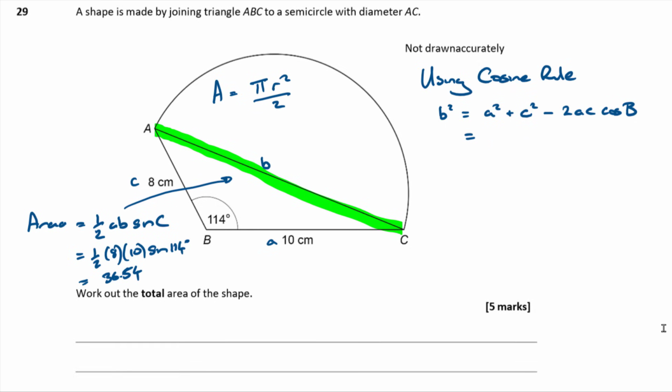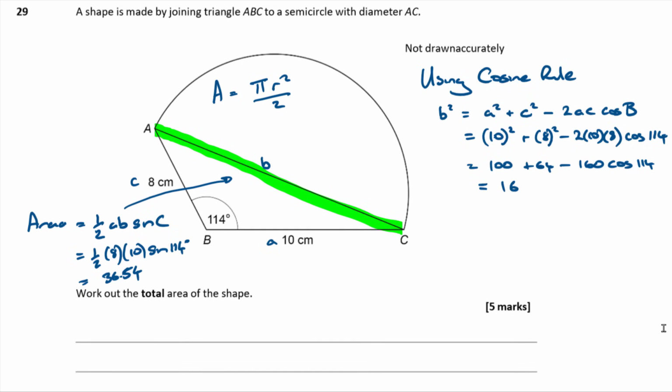Now, sub in. A is 10, 10 squared. C is 8, 8 squared, minus 2 lots of 10, lots of 8, times the cosine of 114. Okay, now I tried to do as much of this by hand first, because I think you're more likely to make a key in error on your calculator with the complex thing than you are by squaring 10. You should all know that 10 squared is 100 and 8 squared is 64, and you should be able to multiply 2 times 10 times 8 in your head. That's 160.